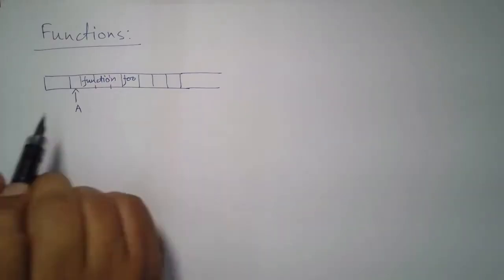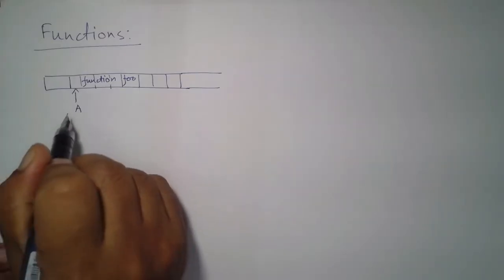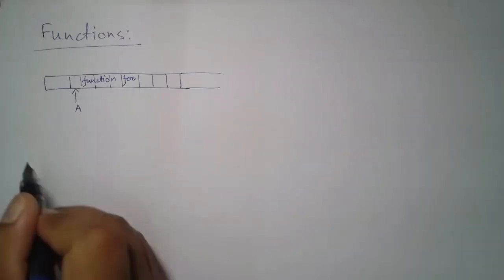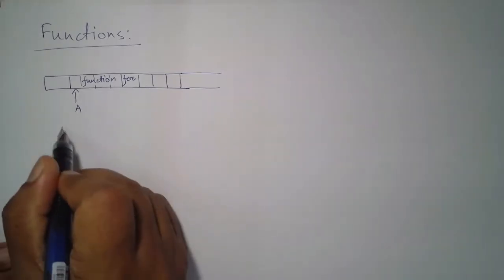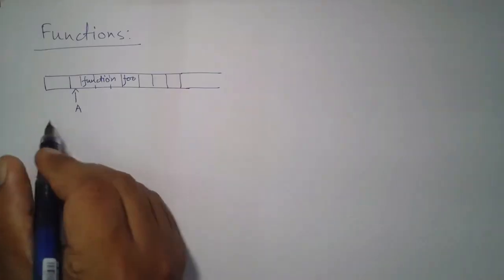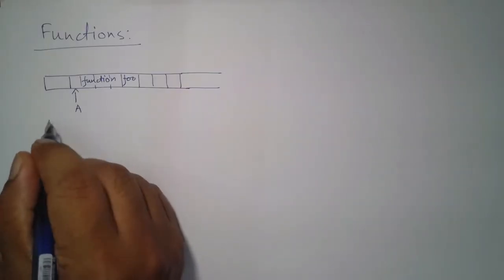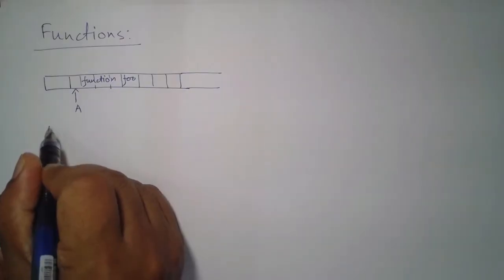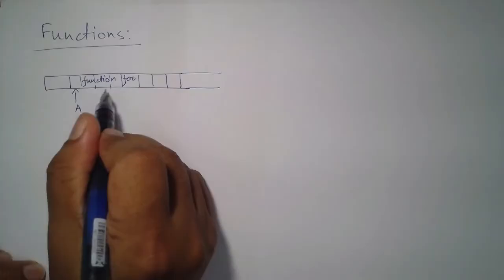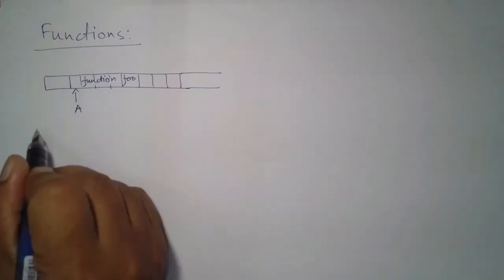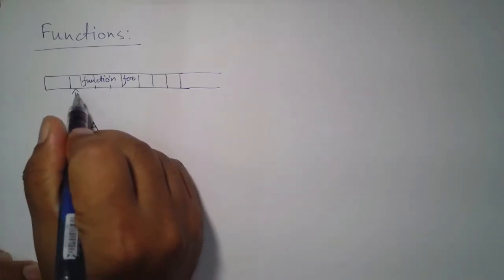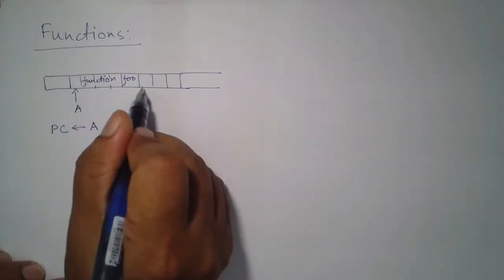Now whenever I need to call this function foo, what do we need to do? We have to set our program counter. Always remember that we are talking about assembly, so we have to think about how it will impact our assembly level program. Whenever I need to invoke this function, I have to update my program counter with this address, which is the starting point of this function, a.